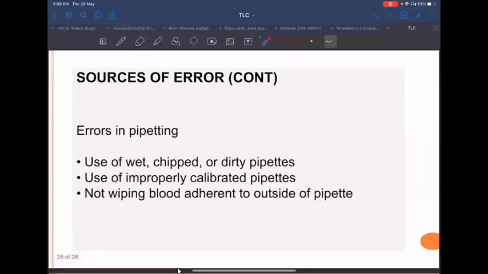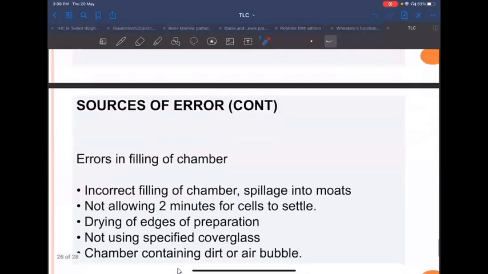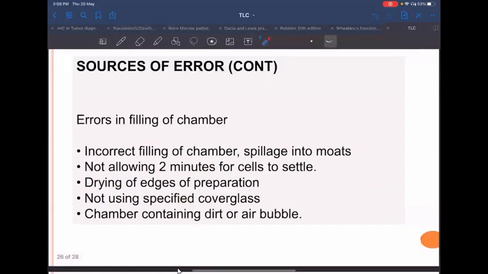Errors in pipetting may occur if we use a wet, chipped, or dirty pipette, which might give a false result, or use of improperly calibrated pipettes, or not wiping the blood adherent to the outside of the pipette. Now, errors due to filling of the chamber can be incorrect filling of the chamber or spillage into the moats, which are the side gutters, or not allowing 2 to 3 minutes for cells to settle after charging the chamber. And if the preparation has dried, then also it might give us false results.